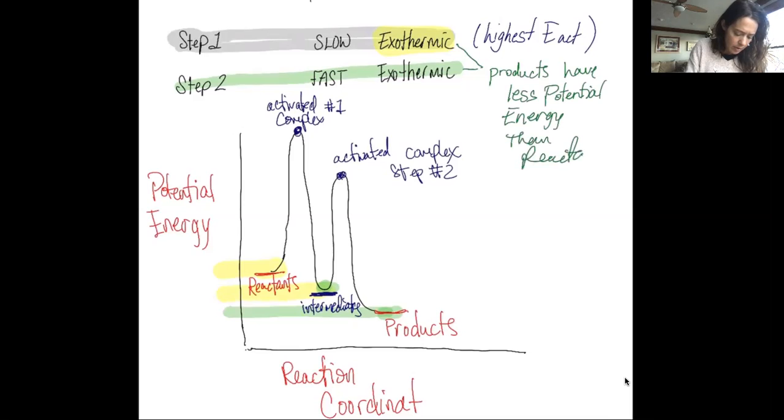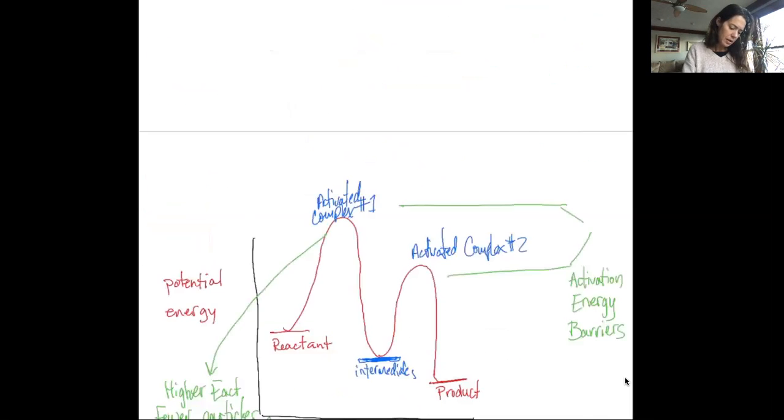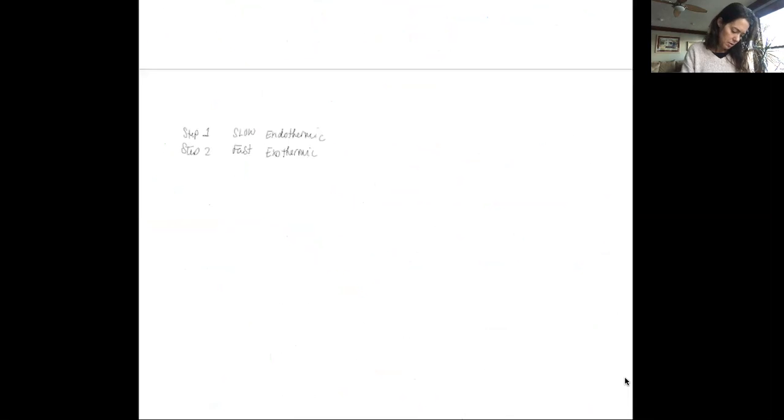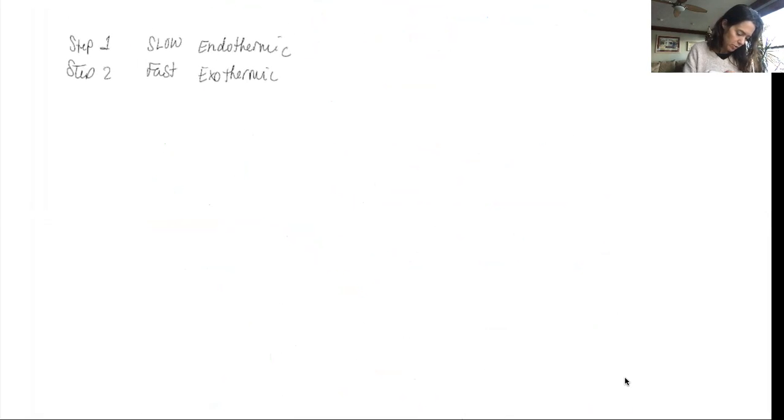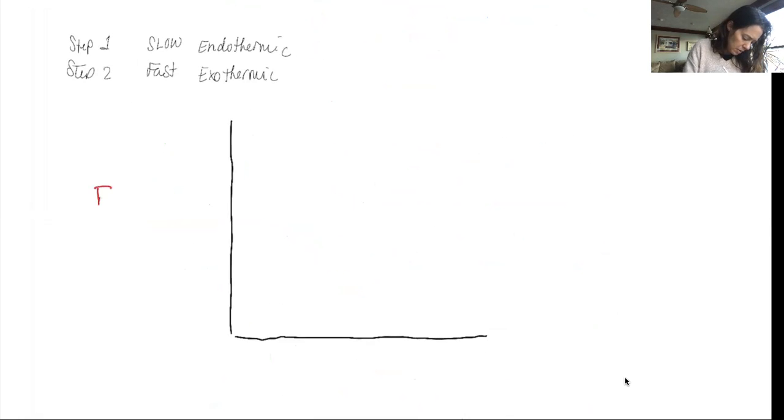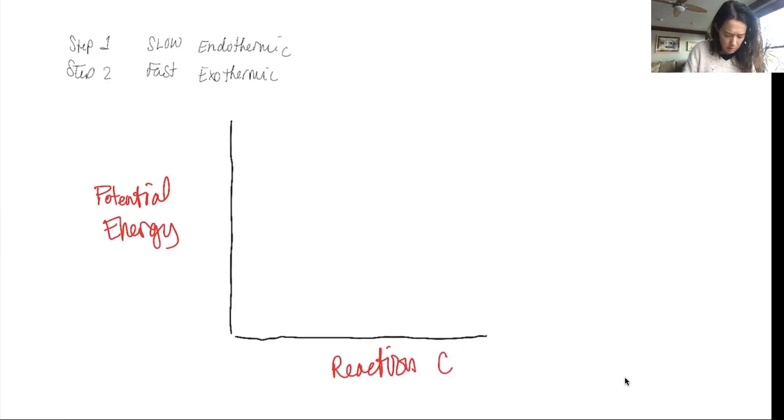All right, let's go ahead and just look at another example. All right, let's do this one. We've got 2 steps again. So let's draw our lines. Let's label our axis. Okay, it's kind of messy.